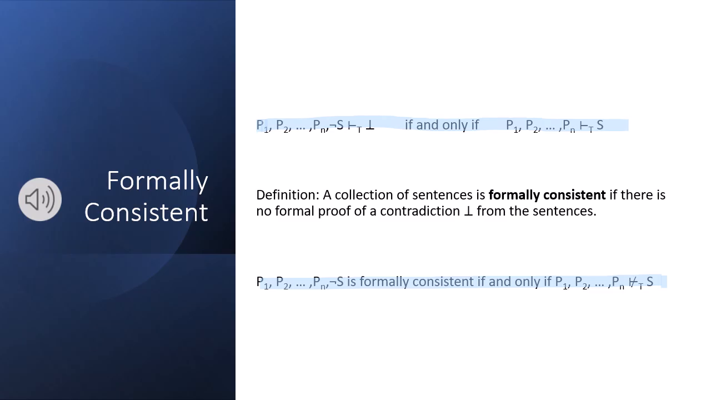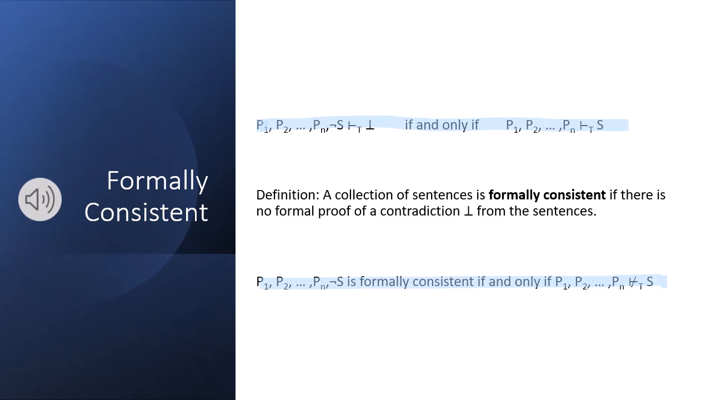Okay, so if there is a proof of S from P1 through Pn, that's only because, in other words, if and only if, there was really a proof of a contradiction from P1 through Pn with the extra assumption of the negation of S. And so these two statements are equivalent to one another, and I'll give the proof on our next slide. But before we do that, let's introduce a new concept related to that left-hand side of the if and only if statement.